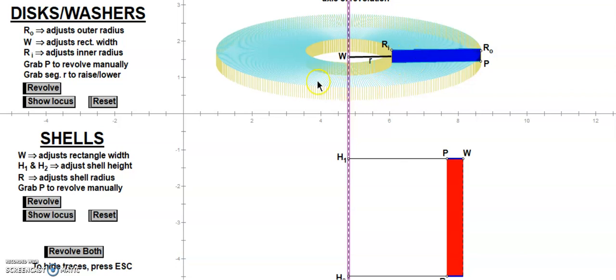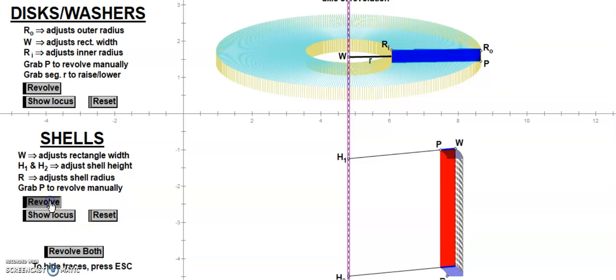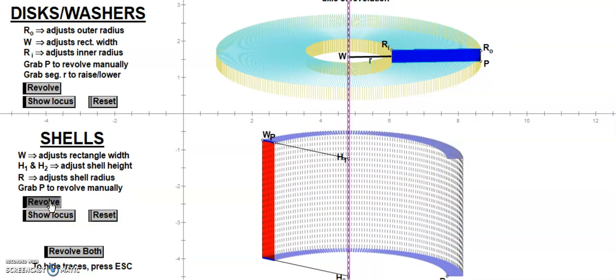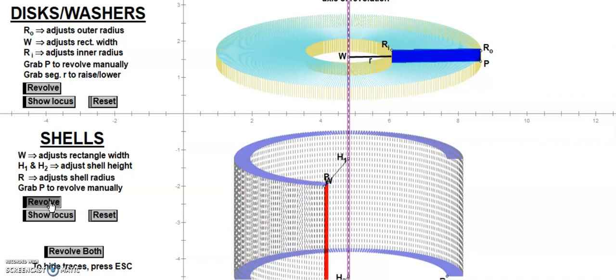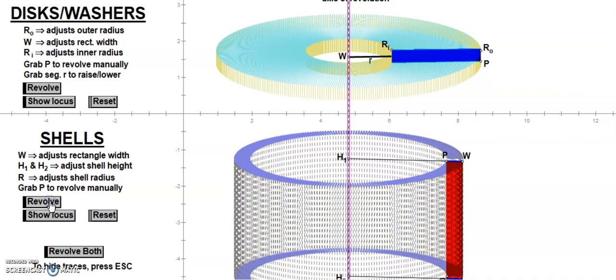By doing this, we would stack a bunch of disks side by side or on top of each other to create your solid. In the shell method, and this is the important part, the shell method is used by revolving a rectangle that is parallel to your axis of revolution about the axis of revolution. Notice, shell, your rectangle is parallel. Disk, your rectangle must be perpendicular to your axis of revolution.